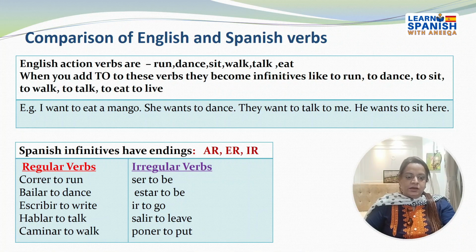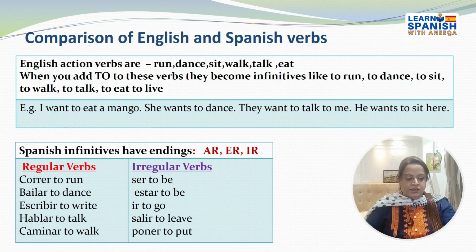Let us start with the comparison of English and Spanish verbs. In English, the action verbs are run, dance, sit, walk, talk, eat. When you add a "to" to these verbs, they become an infinitive, like to run, to dance, to sit, to walk. If I want to say, I want to eat a mango, I will use the infinitive to eat to say I want to eat a mango.